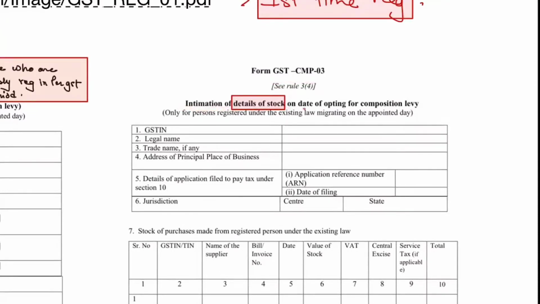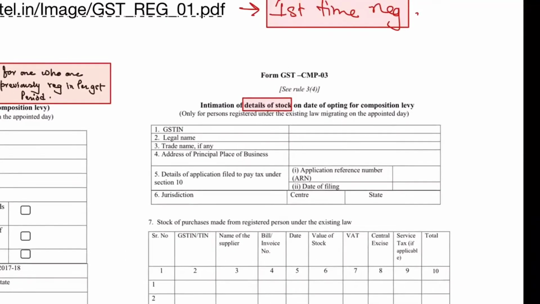So the day when you are opting for composition levy, till that date or on that date, whatever stock you have, whatever taxes or inputs you have taken or are yet to be taken, you need to inform everything to the department, correct. And suppose, see, this composition scheme is for small dealers only, correct. Like, suppose I have a shop in a locality, I can opt for composition scheme because my customers are the consumers only, correct.